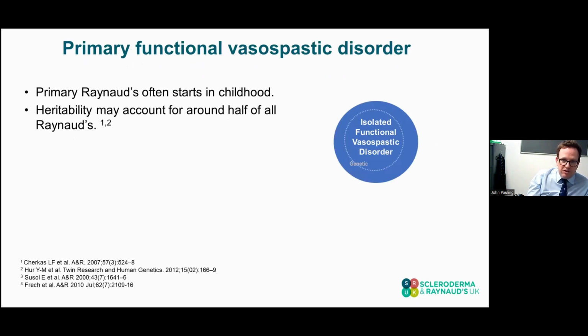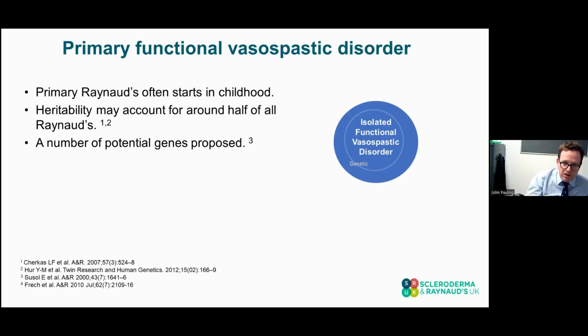then it must have a genetic basis. So it must be something that we inherit. And actually, there's almost certainly some truth in this. So we think that heritability may account for about half of all people with primary Raynaud's. So we haven't identified which genes they are yet, but there almost certainly are genes that increase people's likelihood of experiencing primary Raynaud's.